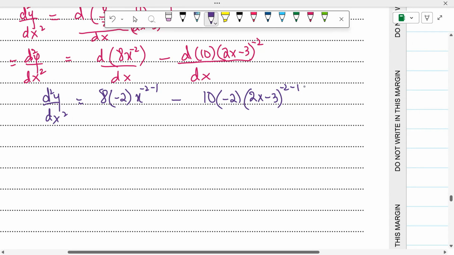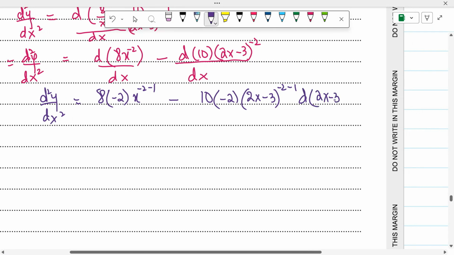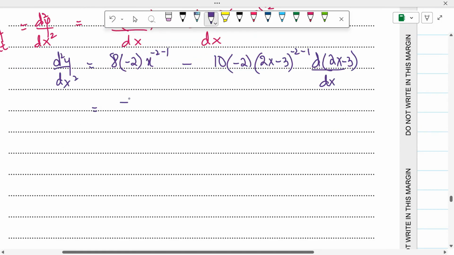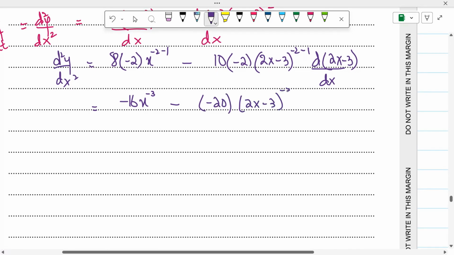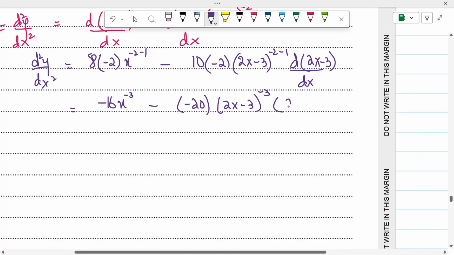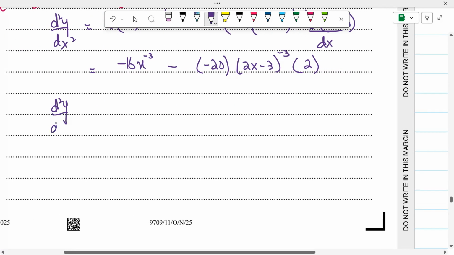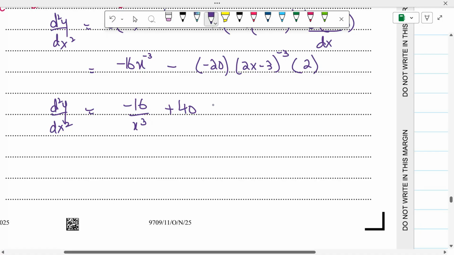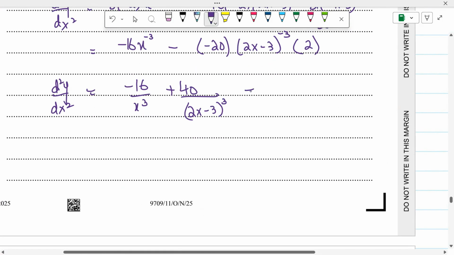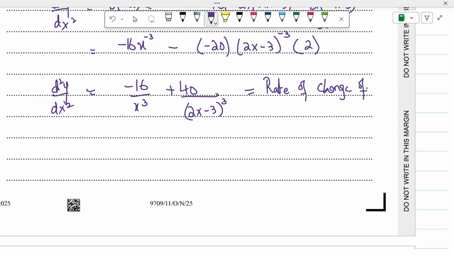Also, we need to differentiate the inner function, the derivative of 2x - 3 with respect to x. So this is equal to -16x^(-3) - (-20)(2x - 3)^(-3), and the derivative of 2x - 3 is 2. So the second derivative with respect to x is -16/x³ + 40/(2x - 3)³, since -20 times 2 is -40 and subtracting it gives +40. So this is the rate of change of gradient.